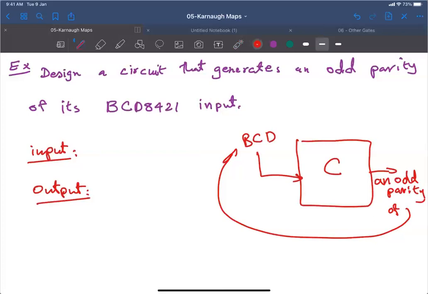So almost we have specified the input and output, but the input is not fully specified. BCD, what does it mean? Binary code. What does it mean in terms of circuits? Think about it in terms of circuits. An input is a wire, right? So how many wires are here?